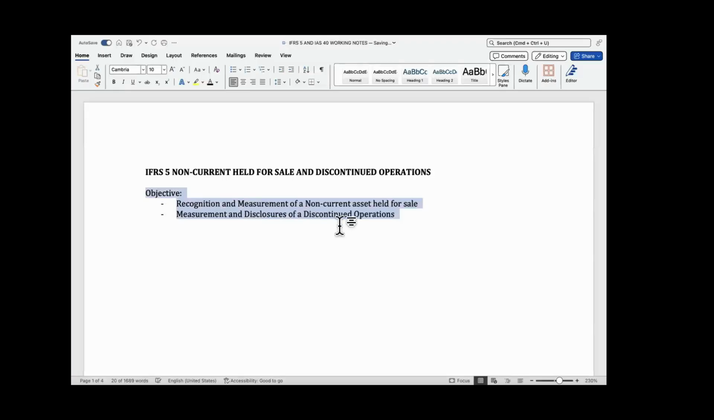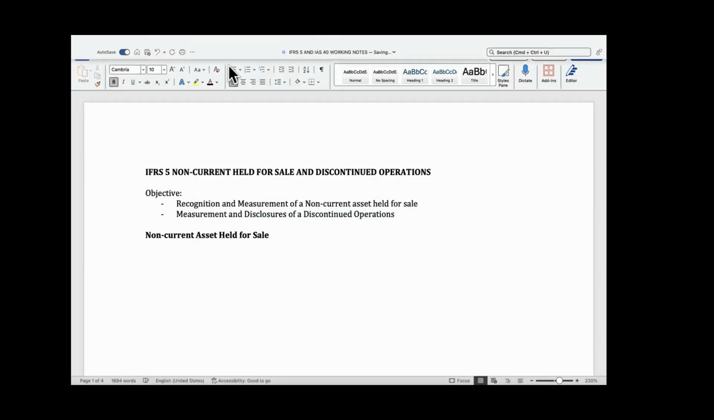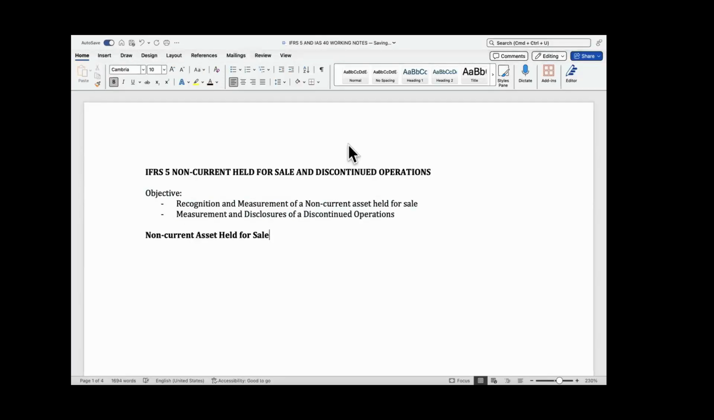So today we are looking at two separate items that are put together in a standard, which is non-current asset held for sale and also discontinued operations. So let me start with non-current assets held for sale.